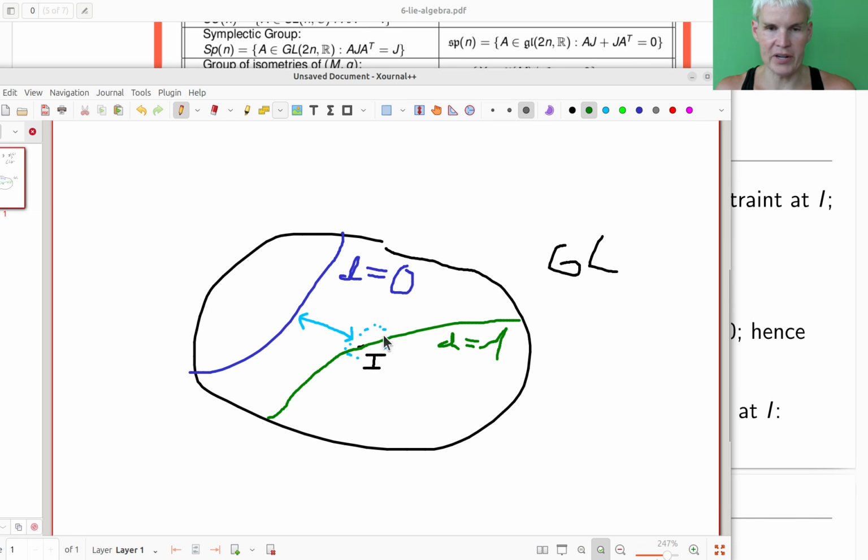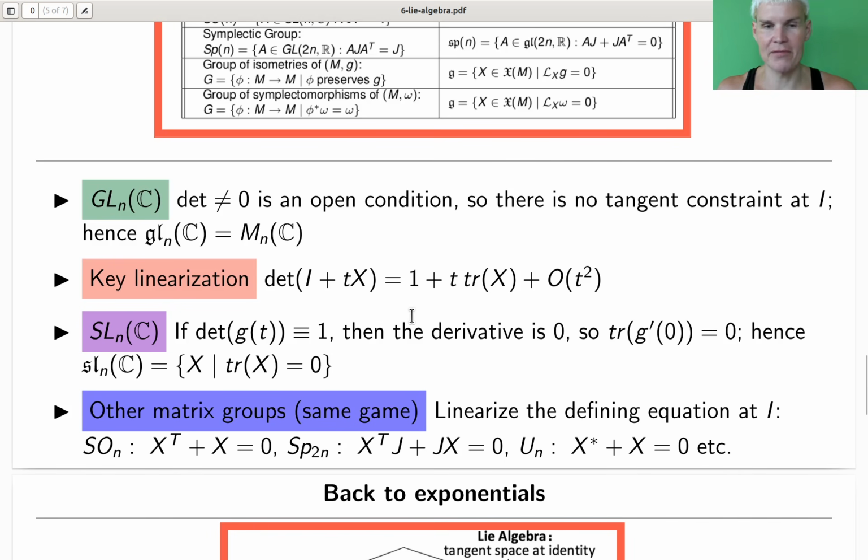So you need to work a little bit, because now there is some condition that you have around the identity. Determinant 0 doesn't play a role, doesn't make anything, but determinant 1 does. And the way you can see that, it's actually a fun calculation.